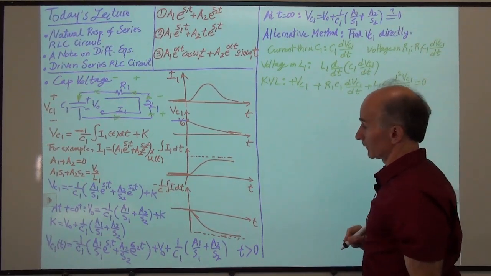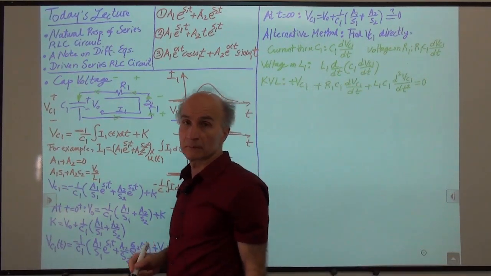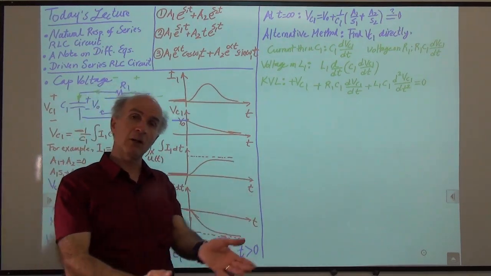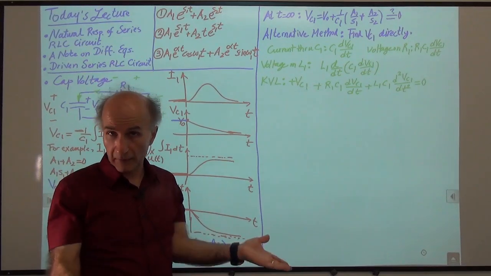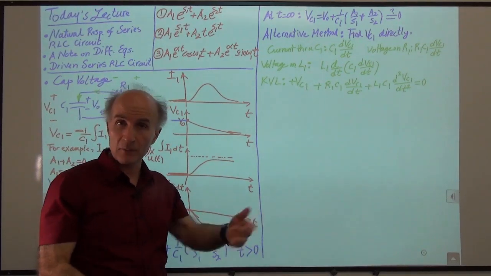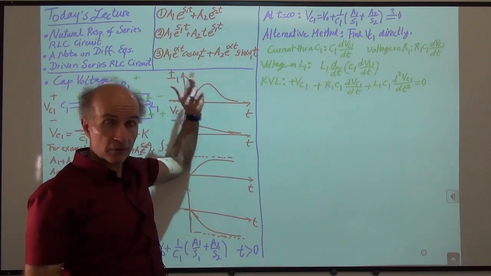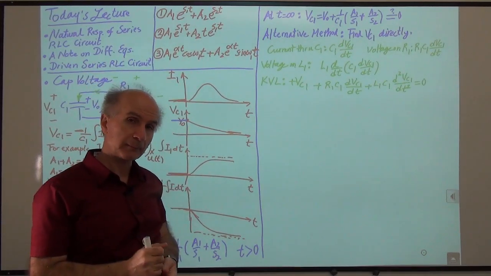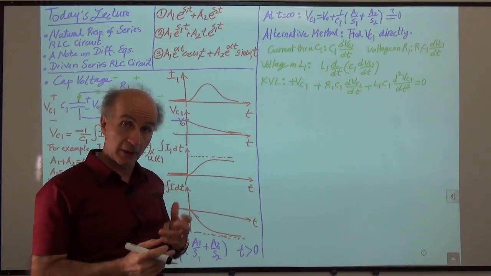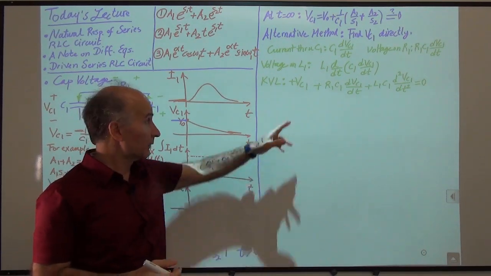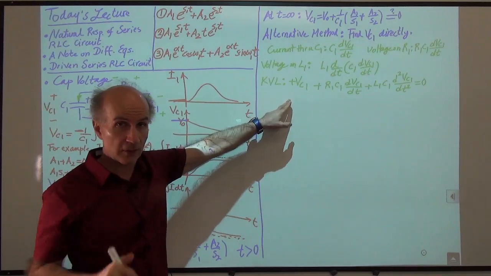So here's what we got. All right, congratulations. We have found a differential equation in terms of VC1. So we can find VC1. It's a second order system, so again, one of these three responses should work there. Okay, but we just have to be careful about the initial conditions, right? To solve this equation, we need two initial conditions.